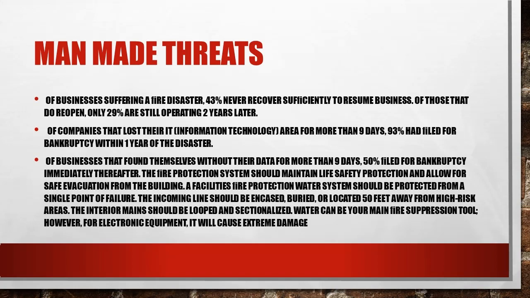The fire protection system should maintain life safety protection and allow for safe evacuation from the building. A facility's fire protection water system should be protected from a single point of failure. The incoming line should be encased, buried, or located 50 feet away from high-risk areas. The interior mains should be looped and sectionalized. Water can be your main fire suppression tool, however, for electronic equipment, it will cause extreme damage.